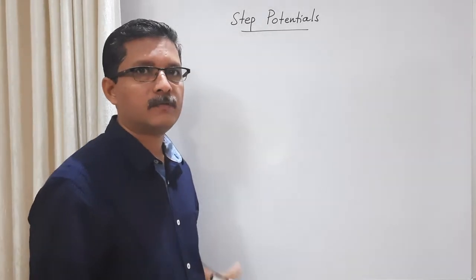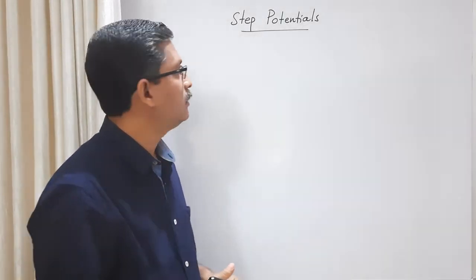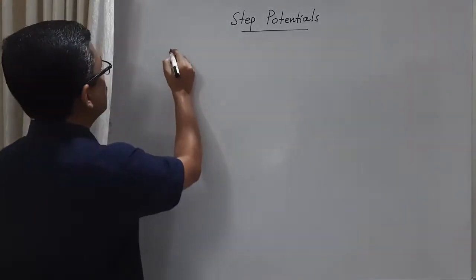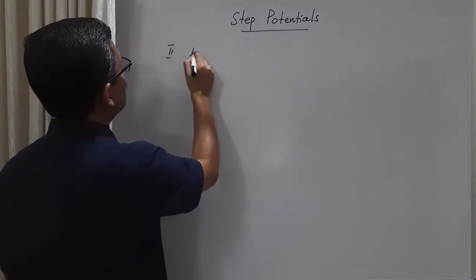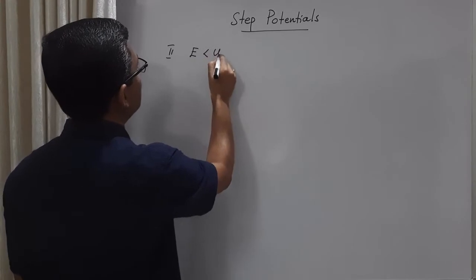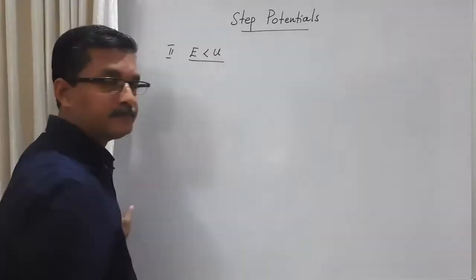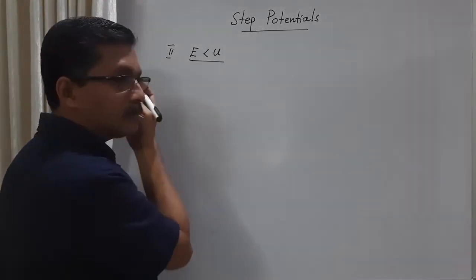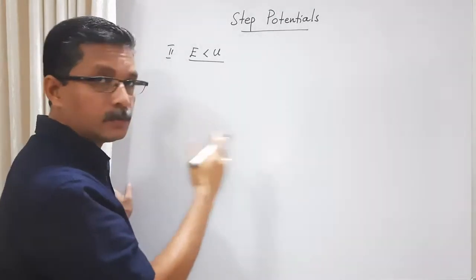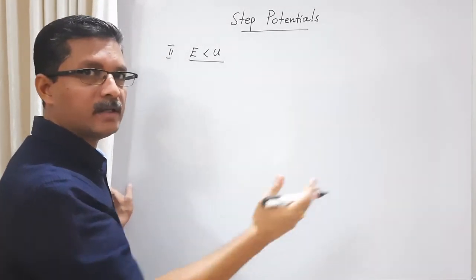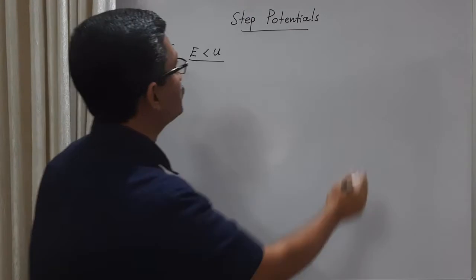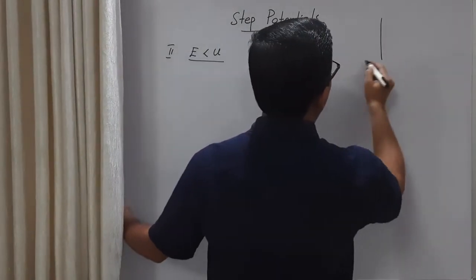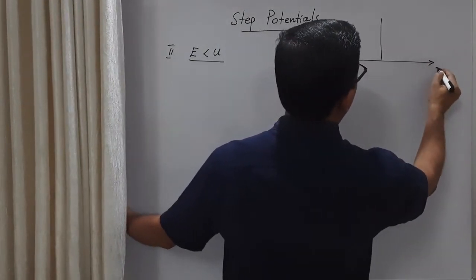In the second part of the discussion on step potentials, let us consider the case that the total energy of the incident particles is less than the height of the potential value. So we have two regions, x less than 0 and x greater than 0. This is the plot of the potential energy.